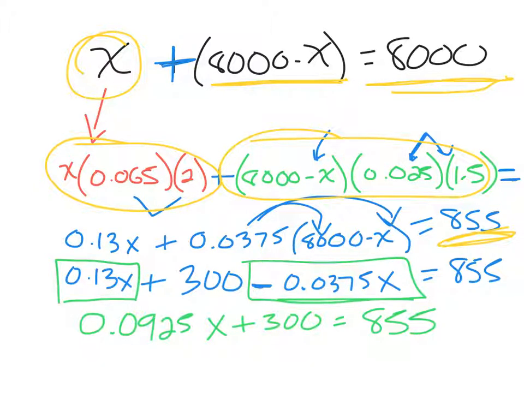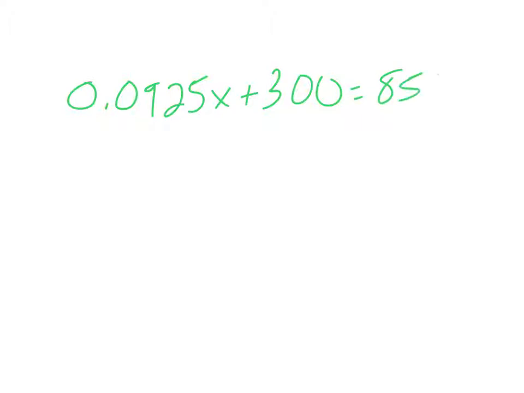But that left side of the equation we have to simplify as much as we can, and that involves combining like terms where we can, removing parentheses by applying the distributive property, and then finally solving for x. And then rewrite what we had remaining. So we have 0.0925x plus 300 is equal to 855.